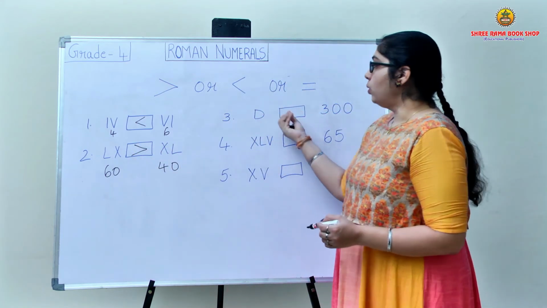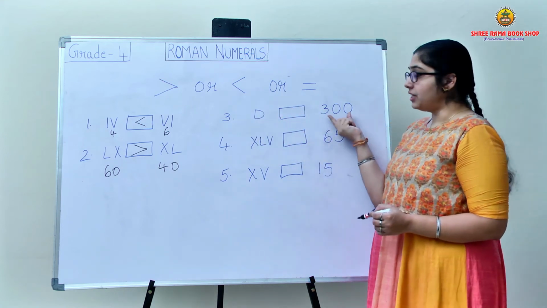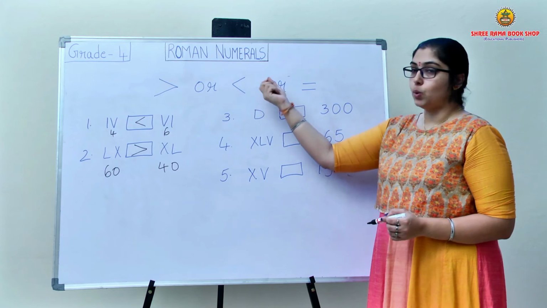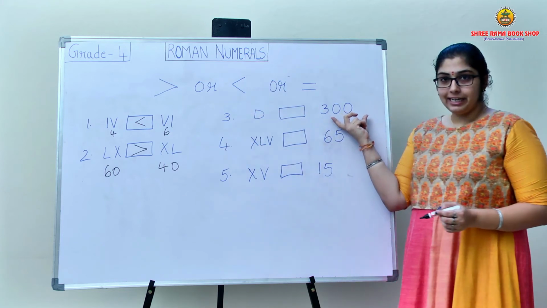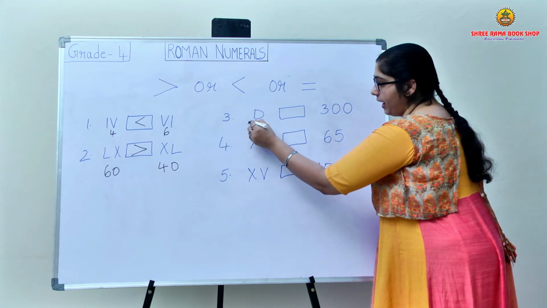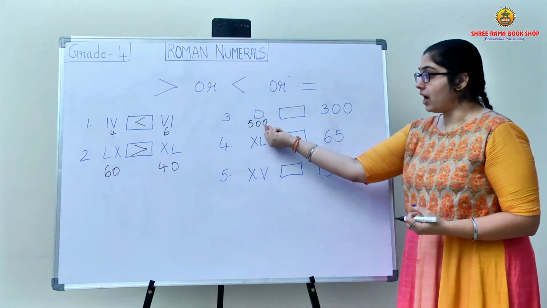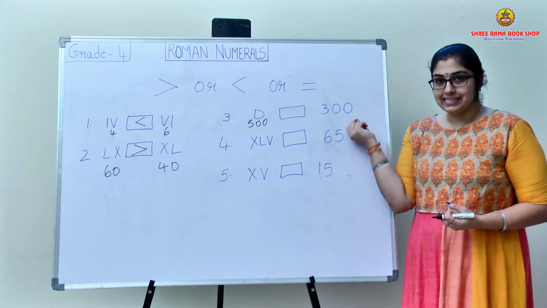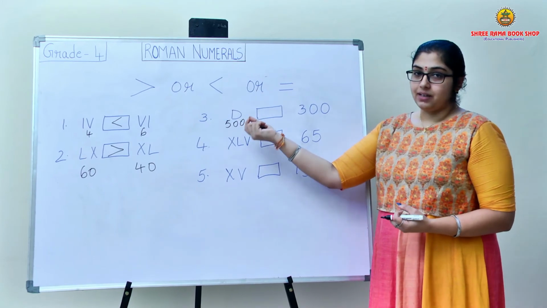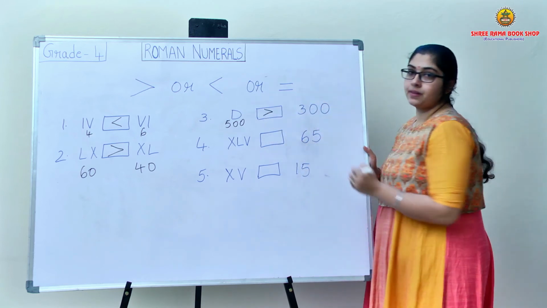Now the third example: here I have D and the number 300. It is not necessary that we should always compare only Roman numbers. We can also compare an Indian number with a Roman number. Here D represents 500 and the other number is 300. When I compare 500 with 300, I can say that 500 is the greater number. So the value of D is greater than 300, and I use the symbol, this one.